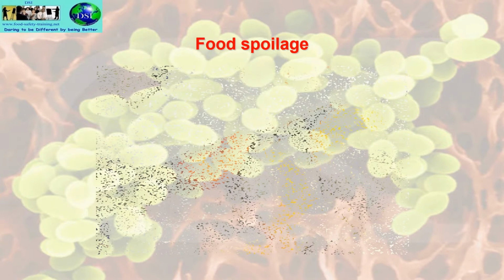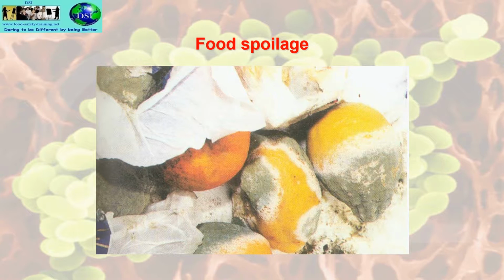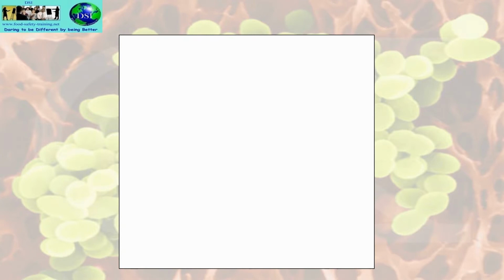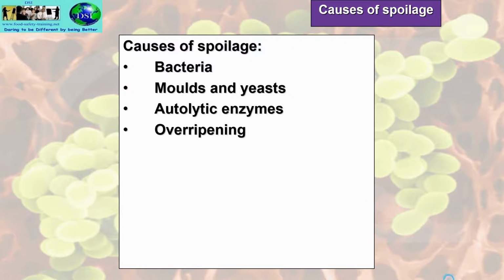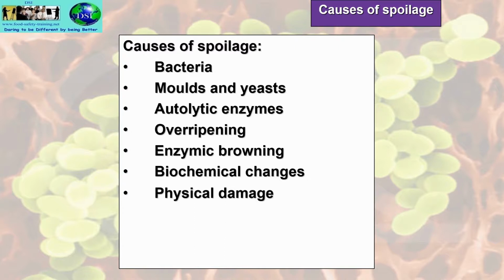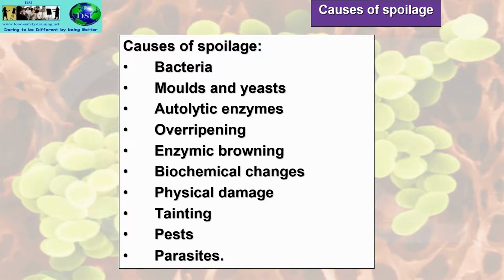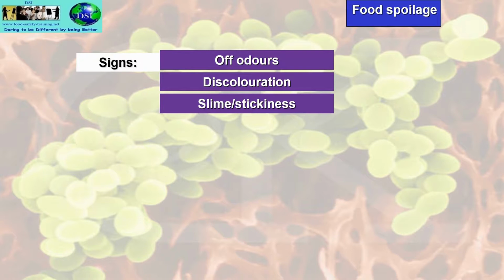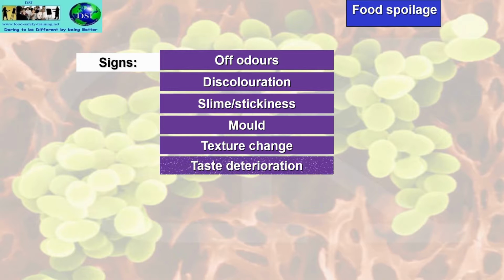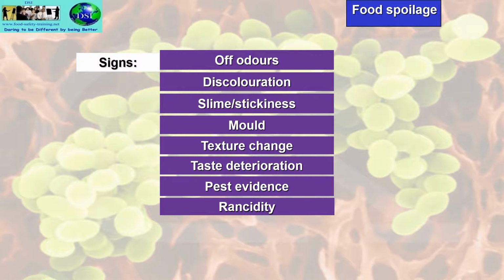preservation. So food spoilage, obviously it causes food to spoil, as you can see with some of the fruit there, starting to go mouldy. And once you get to that stage, obviously it's going to be thrown out. But what causes food spoilage? Causes include bacteria, molds and yeasts, autolytic enzymes, over-ripening, enzymic browning, biochemical changes, physical damage, tainting, pests, and parasites. So signs of food spoilage include off odours, discoloration, slime or stickiness, mould, texture change, taste deterioration, pest evidence, rancidity, blown cans or packs, the production of gas.